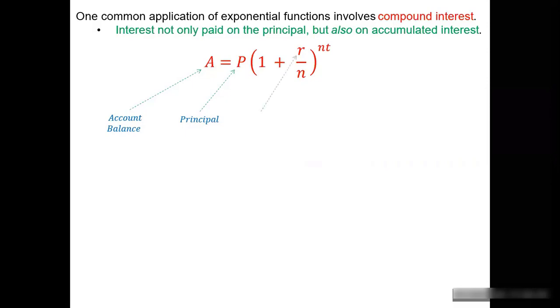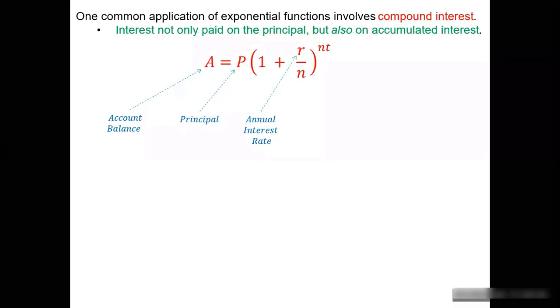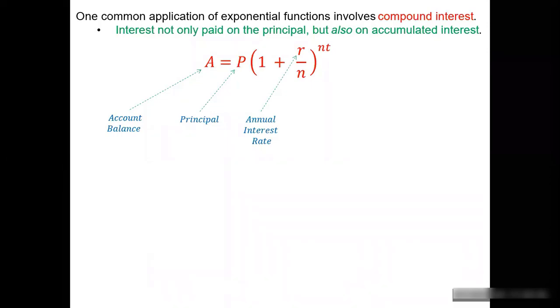If you take a look at R, R stands for the annual interest rate. So if it says that there's an APR of 6%, that means that every year you're going to get 6% of whatever your original principal was. But in this formula, we need to make sure that we're always putting the percentage as a decimal. So 6% would actually be 0.06.